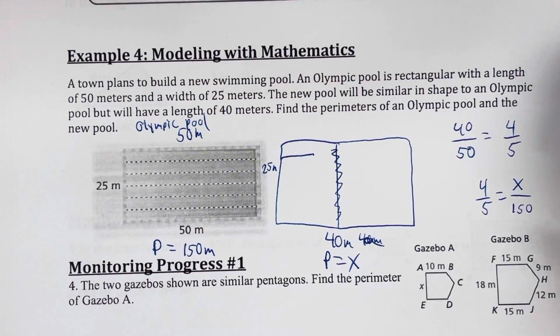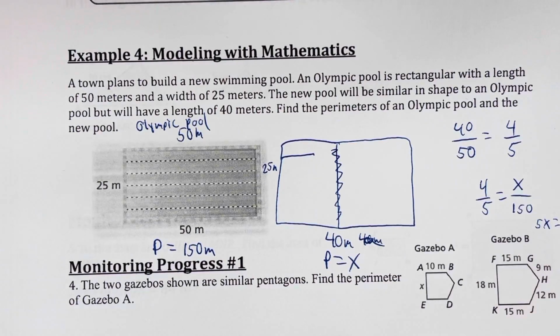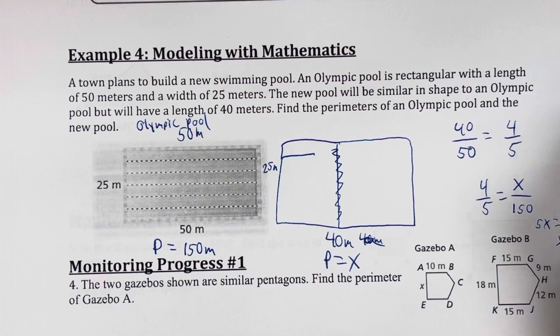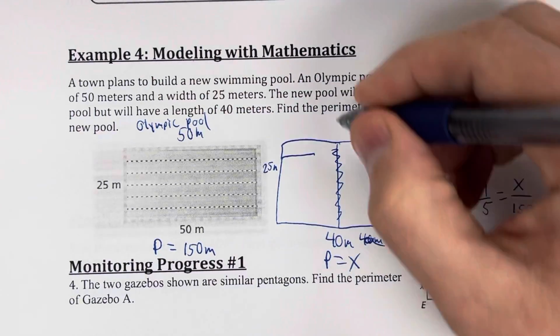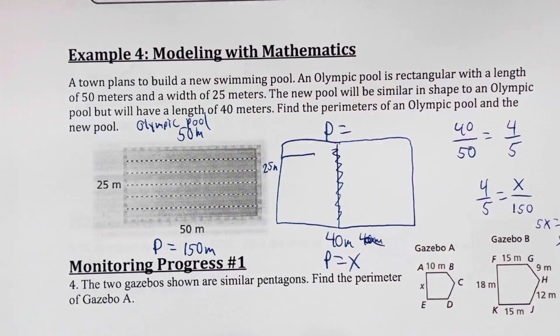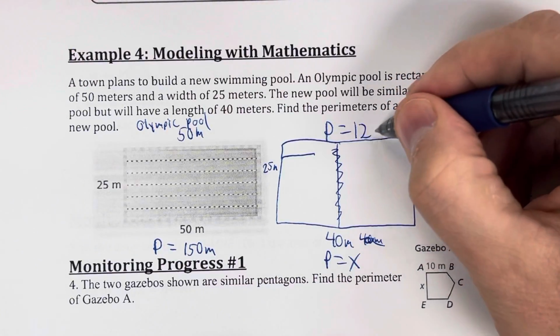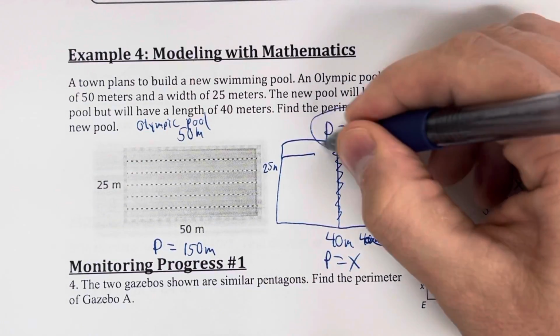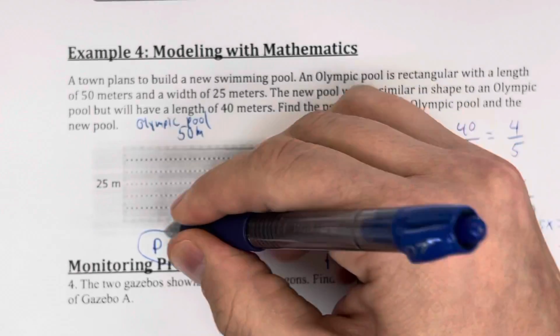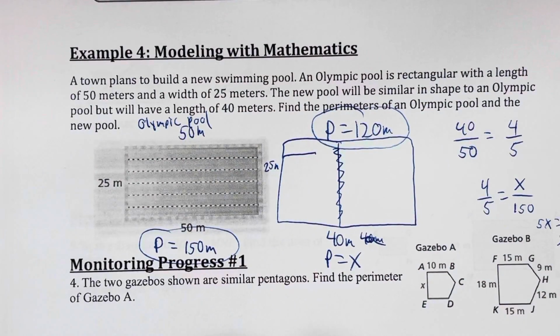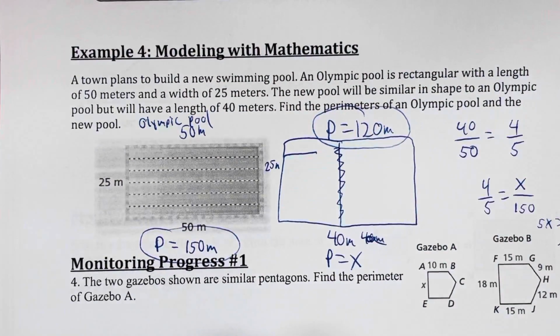Then we can cross multiply to solve, and we get 5x is equal to 4 times 150, which is 600. Then when we divide it by 5, I get 120. So the perimeter of the new pool is equal to 120 meters. And the perimeter of the Olympic pool was 150. So we found the perimeters of both the Olympic pool and the new pool.